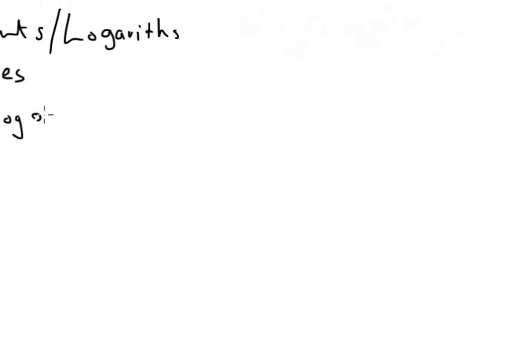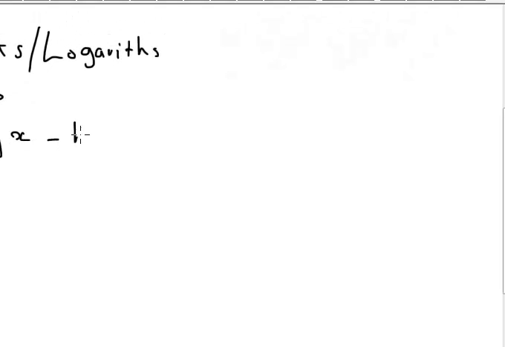Right. Now what I want to do is look at a few examples involving the properties we've just been discussing. That's right. Let's look at this one: log of x minus b log of y plus a log of z. And the instruction here is that you must express this using only one log.